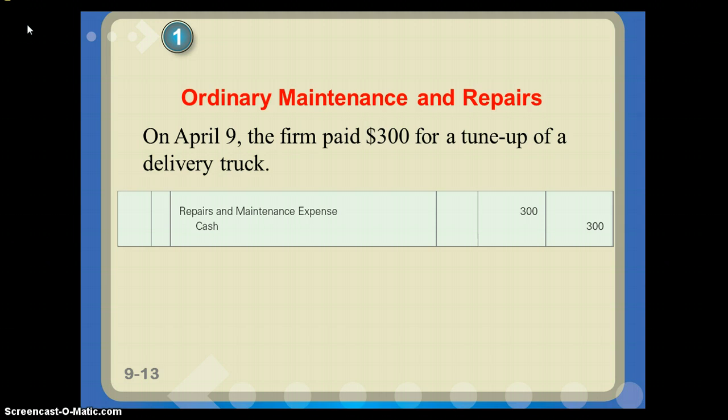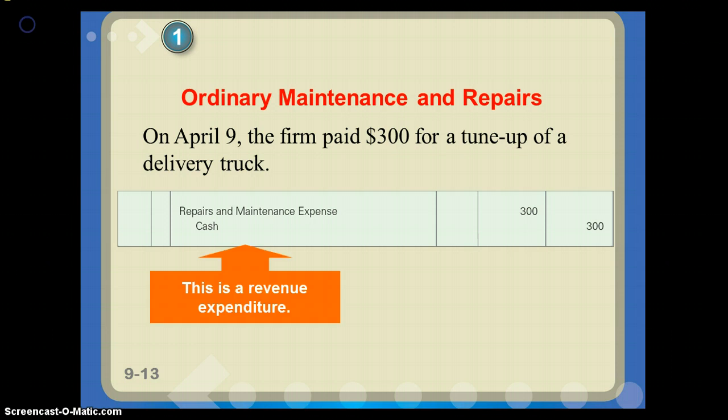Is this a revenue expenditure or a capital expenditure? What do you think? Remember, revenue expenditures are shorter term, normal, ordinary repairs and maintenance. Capital expenditures are big ones, additions, improvements, overhauls. If we pay for a tune-up, is that regular or extraordinary? Tune-ups are regular. This is a revenue expenditure.